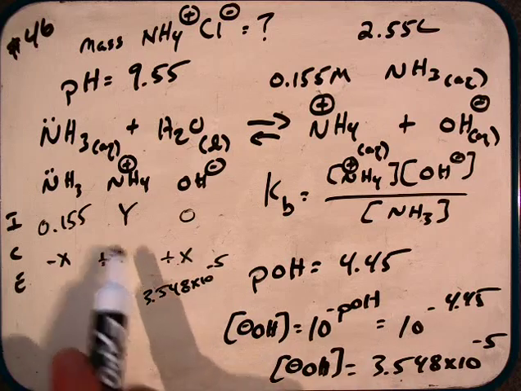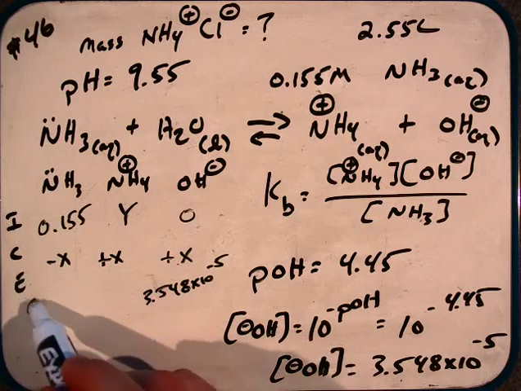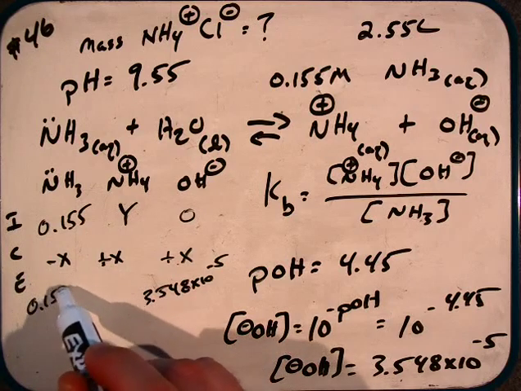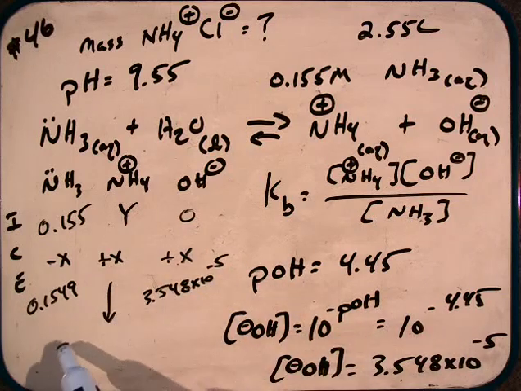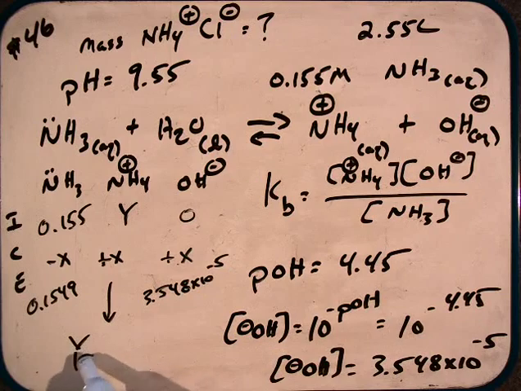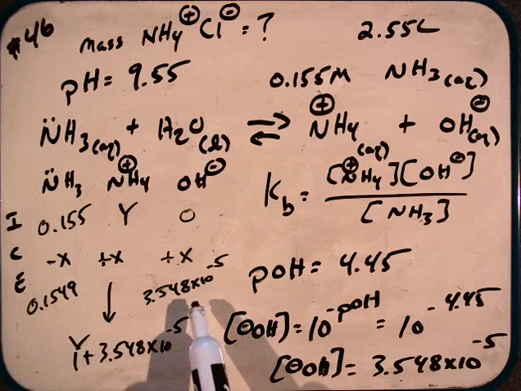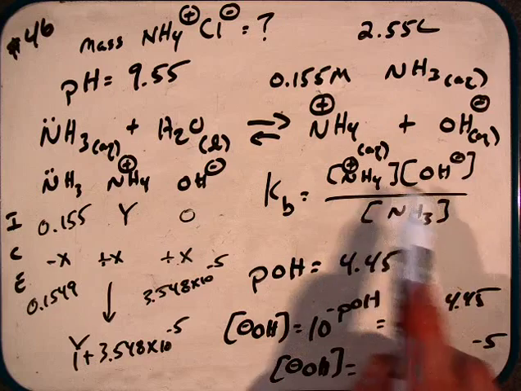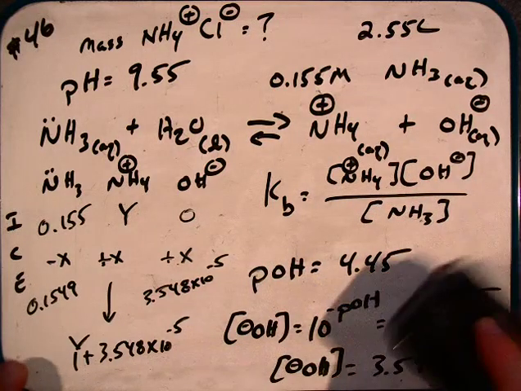I want to take that value and subtract it from my 0.155. When I do that, I get 0.1549. And then for the NH4 plus, we're going to have y plus that 3.548 times 10 to the negative fifth. So we know these equilibrium concentrations. We still don't know y, but when we substitute into our Kb expression, we can actually solve for what that y is. So let's go to that.